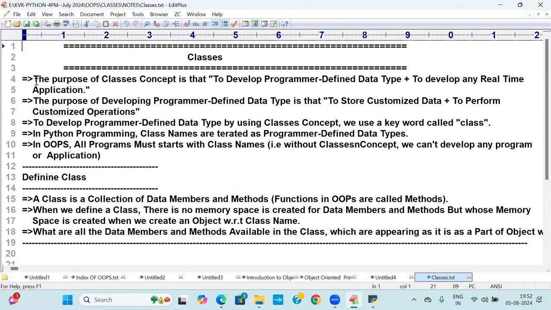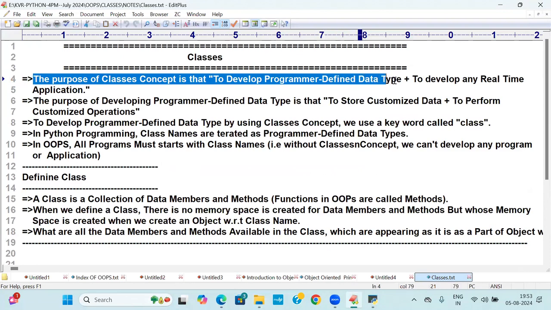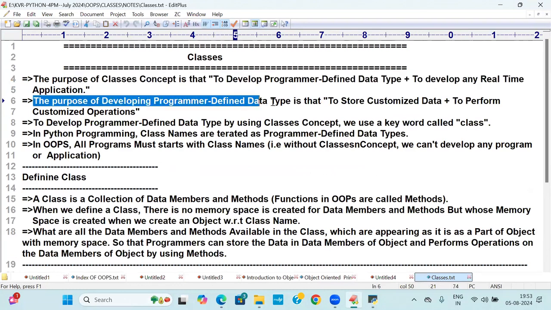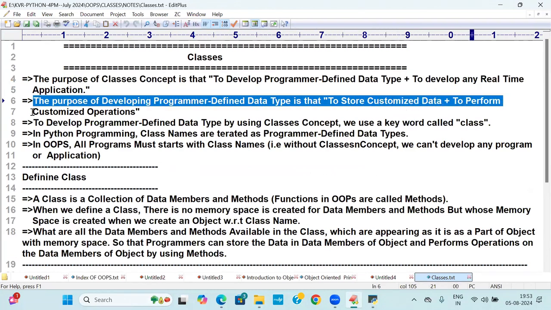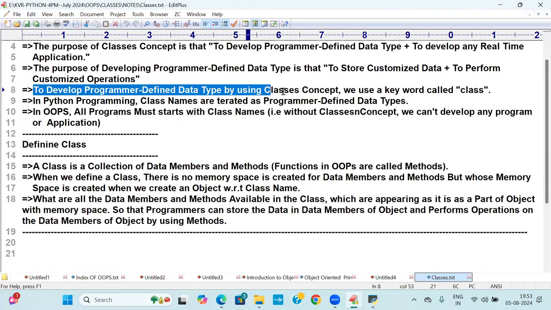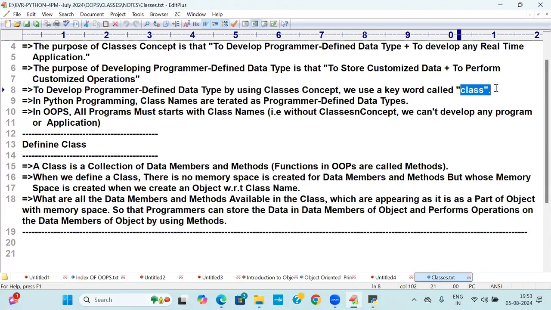Please read out. The purpose of the classes concept is to develop a programmer-defined data type to develop any real-time application. The purpose of developing a programmer-defined data type is to store customized data and to perform customized operations. To develop a programmer-defined data type by using the classes concept, we use the keyword class.